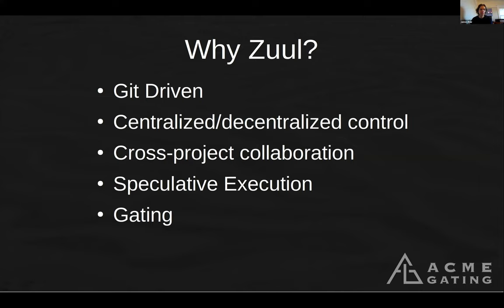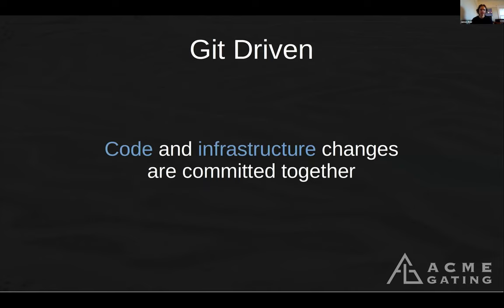So anyway, it's completely Git driven, which is really great for integration with and sort of developer access to the project. I'll talk about that more in a minute. It has a really flexible model of centralized and decentralized control. It supports cross-project collaboration, and then its main feature is what we call speculative execution and gating. And these two things are very much tied into each other. I'm going to drill down into each of these topics.